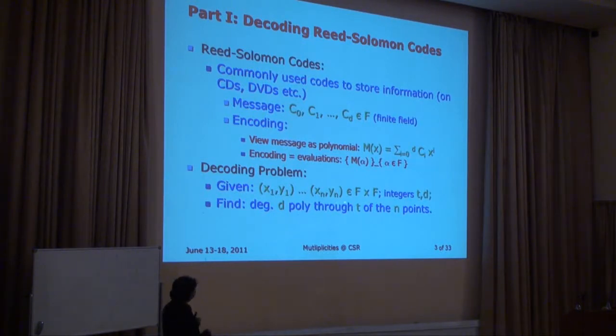And this turns out to be a very simple geometric question. You have these pairs of points, x1, y1, x2, y2, and so on to xn, yn. You know the degree bound d.